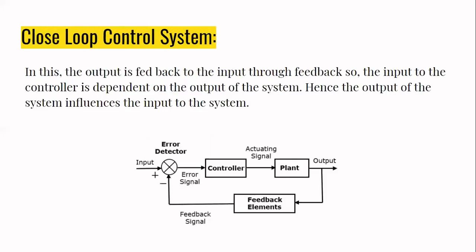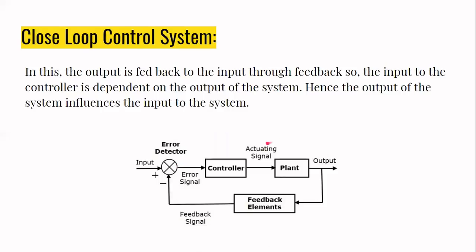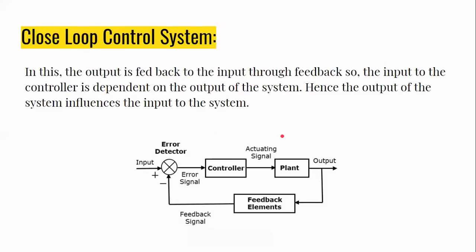In closed loop control system, example can be ACs. In AC, there is a temperature sensor which measures the temperature of the room. So if we want to make the room at any desired temperature, then the controller will check the error signal, which will be the difference of the current temperature and the desired temperature, and accordingly it will turn on or turn off the compressor. So that will change the temperature of the room. So this will work as a closed loop. So this is the example of closed loop control system.